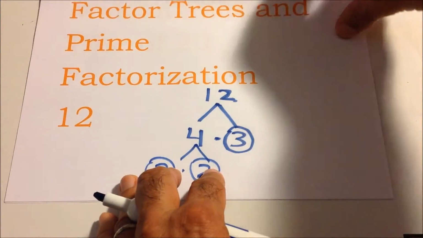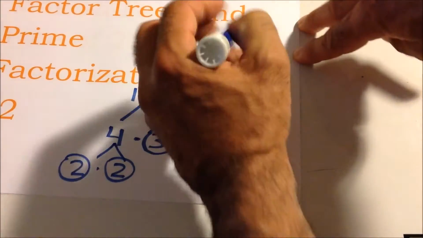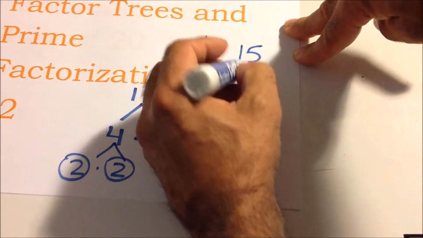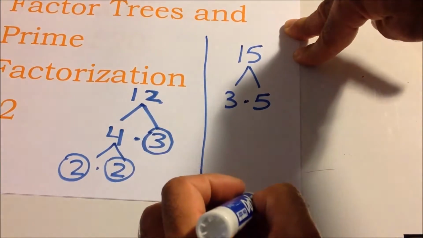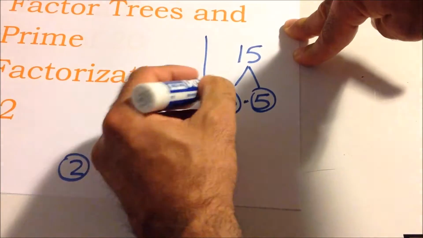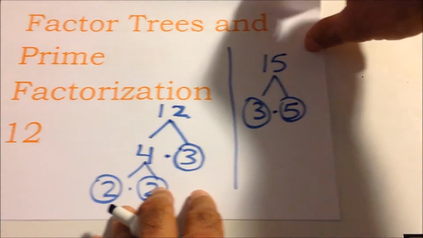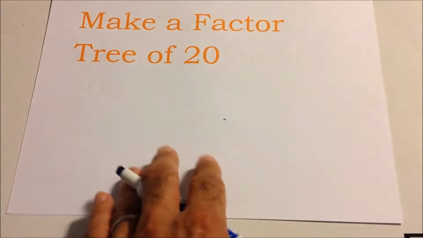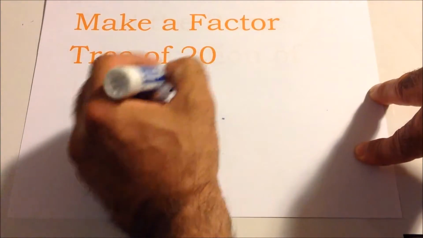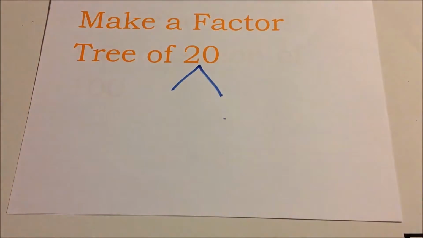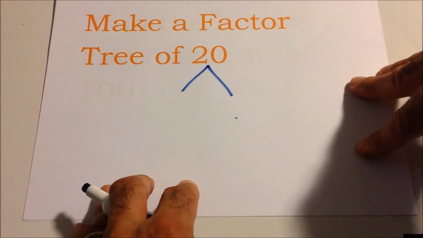Let's do another example here. Let's say, put a line here, bring that over. Let's say 15. Well, 15 I can do 3 times 5, and they're all prime. So that's the prime factorization of 15. And what we were doing is making a factor tree. You're not listing every factor. You're just trying to get all the primes.